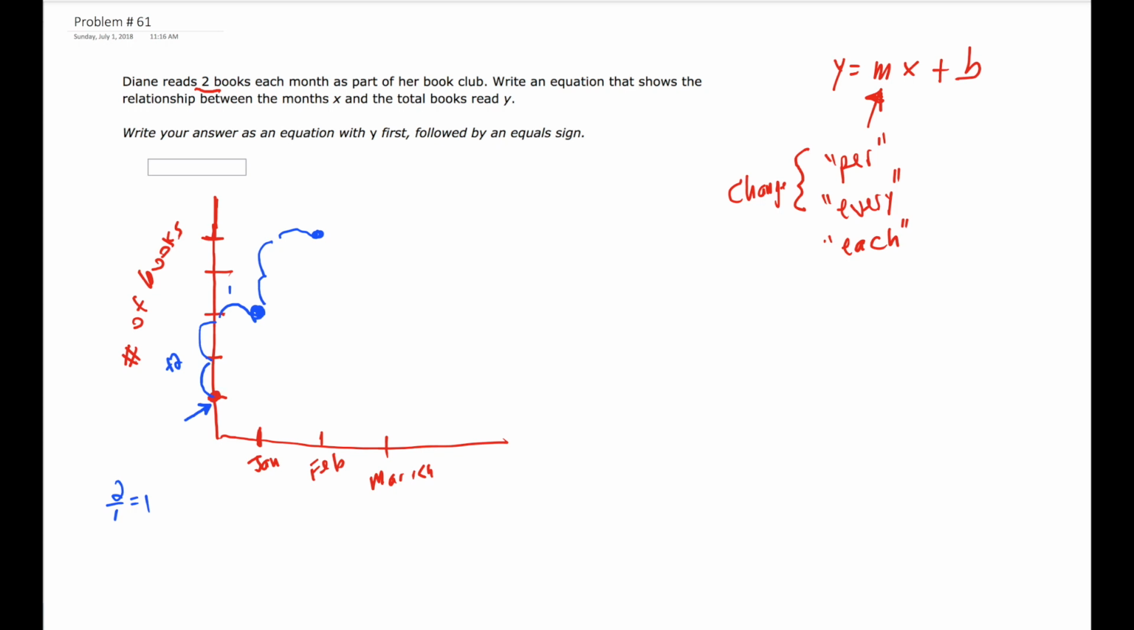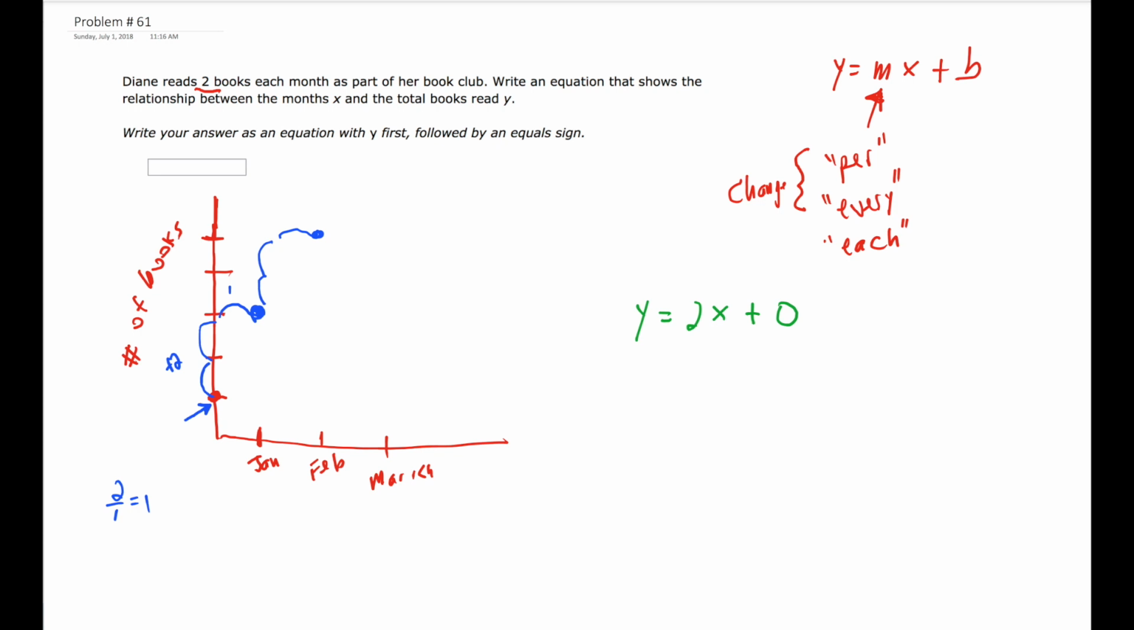It says write an equation that shows the relationship between the months x and the total books read y. Okay, so that means that it's going to be like this. y equals 2x. And it says she reads 2 books each month as part of her book club. So how many books do you think she read when she was like, "Hi, my name is Diane. Where do I sign up?" 0. So at the beginning, she's at 0.